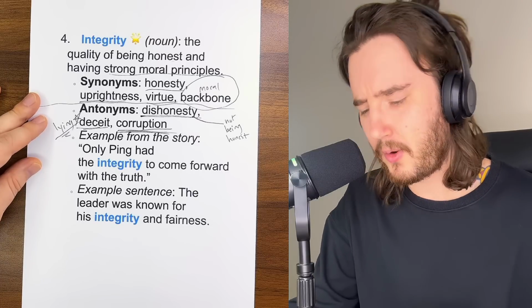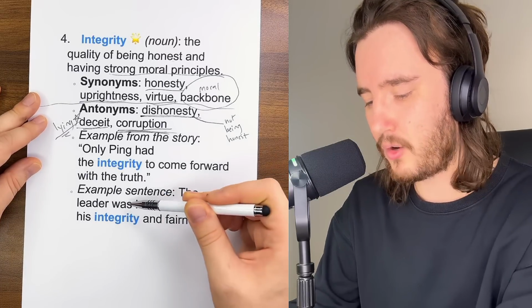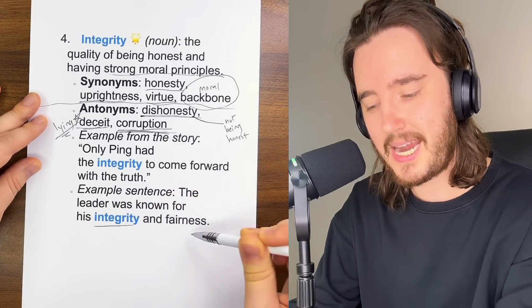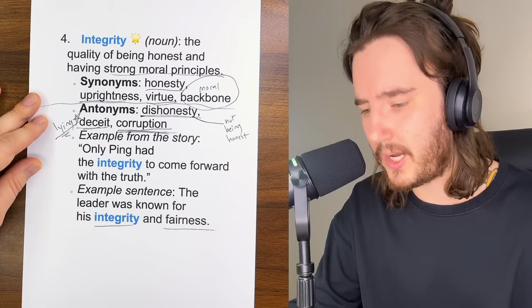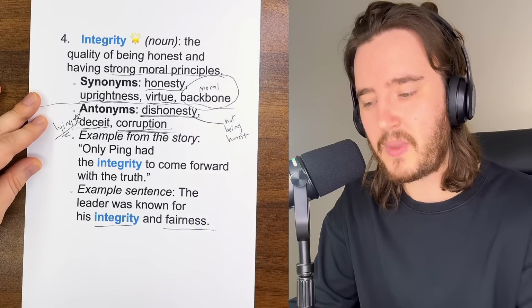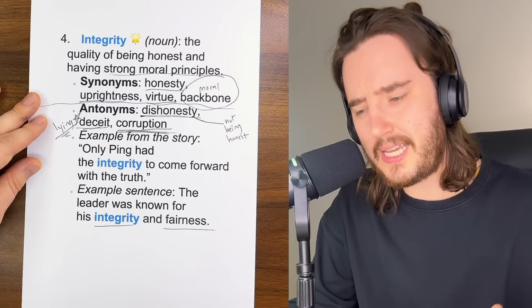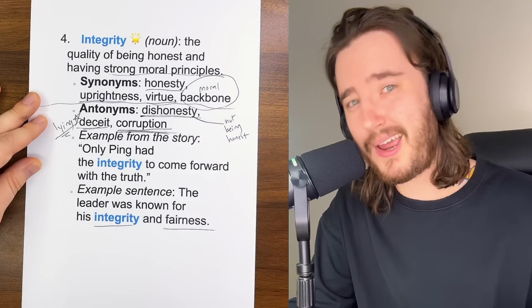And here's another example sentence. The leader was known for his integrity and fairness. Yeah, this is the kind of leader you want. You want an honest leader, a virtuous leader, a leader with moral backbone and integrity.